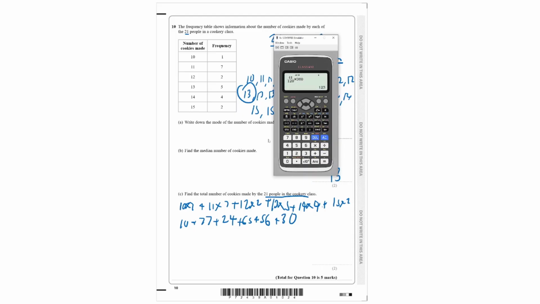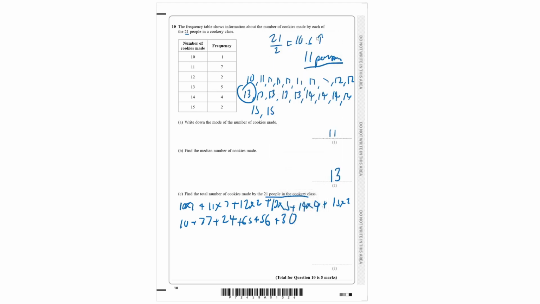And we can use our calculator here. We have 10 plus 77 plus 24 plus 65 plus 56 plus 30. And we have a total amount of 262 cookies.